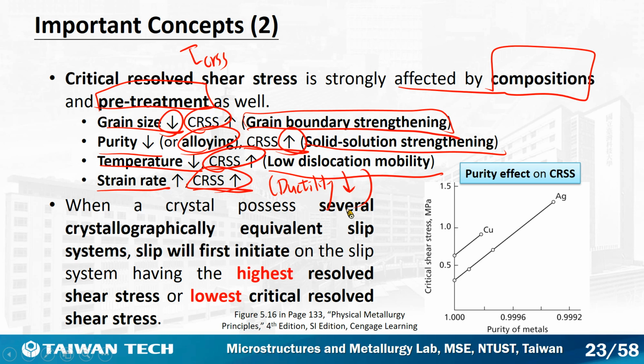And when the crystal possesses several crystallographically equivalent slip systems, for example, FCC has 12 slip systems, there will always be one that is the first to initiate. So slip will first initiate for the one having the highest resolved shear stress, or the lowest critical resolved shear stress. Okay.